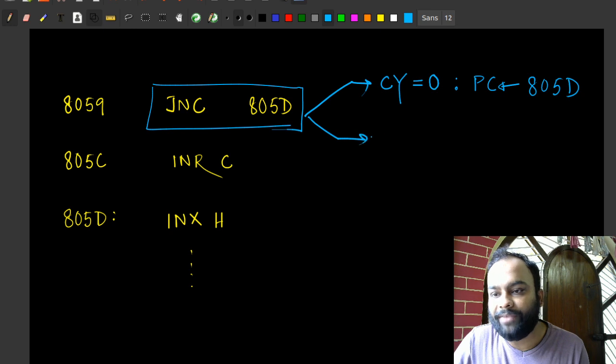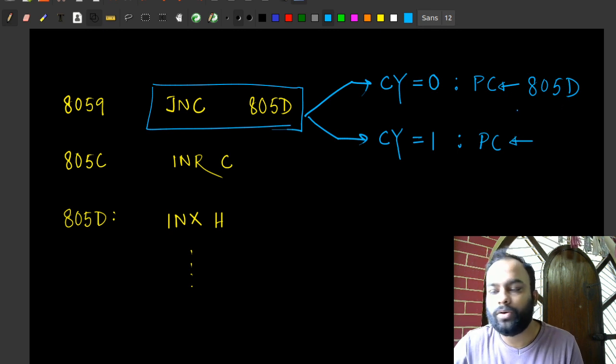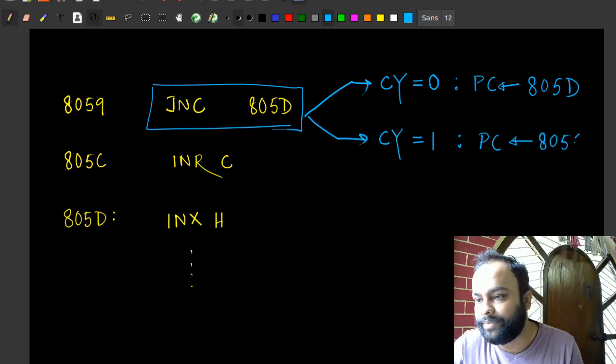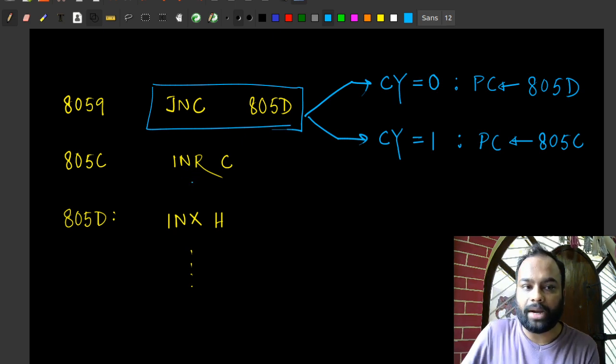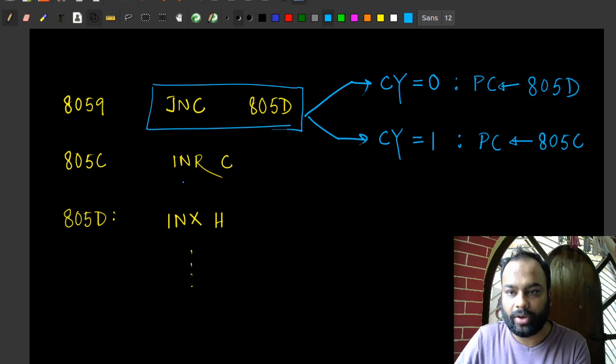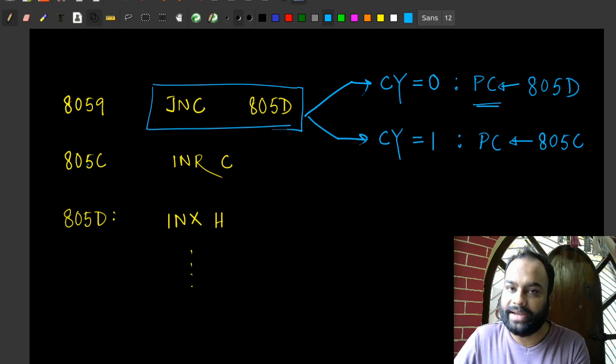And if the carry flag has been set, then the program counter gets its value as 805C. So the next instruction is this one. So that is how a conditional jump takes place. It checks for the condition. If the condition is true, then the program counter is set to the label. If the condition is false, then the program counter is set to the address of the next instruction, right? And that is how a jump instruction would take place, right?